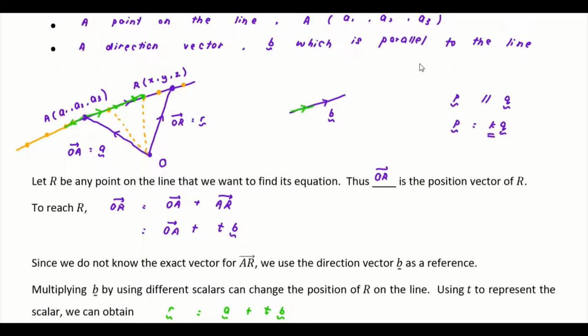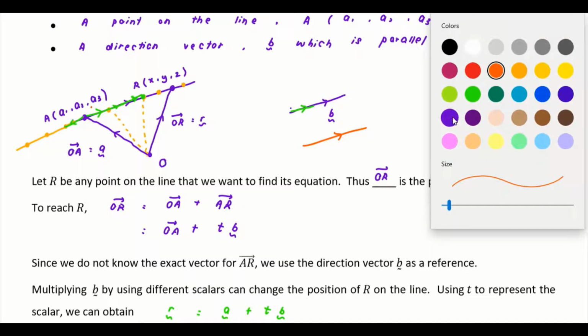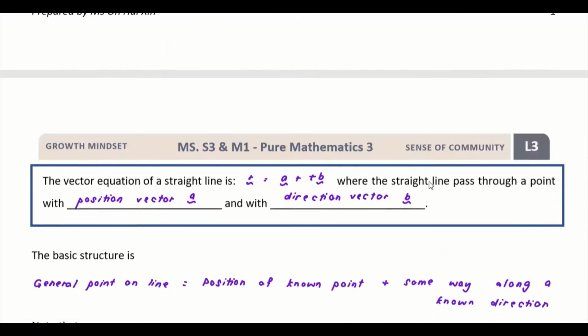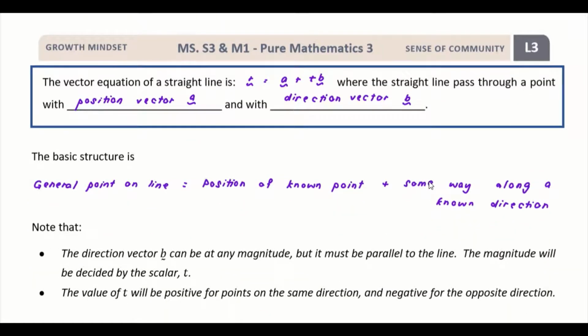Remember just now when I used the green color? Instead of this red color, if I use a magnitude of about this long, then for me to reach the R here, just now I needed 3B. But if I use this length, then maybe I will need 1B to reach R. So the magnitude will eventually be decided by the T that we have. The magnitude of the direction vector is actually not so important, because the magnitude can always be decided by the scalar T.